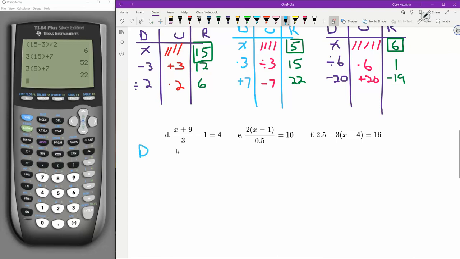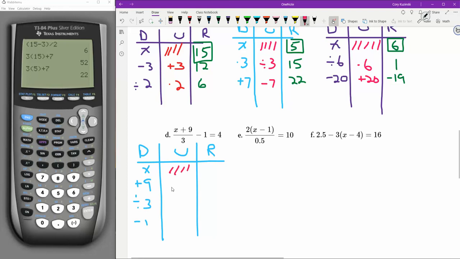This one's getting a little longer, isn't it? Description, undo, result. We're going to pick x, add 9 to it, divide by 3, and subtract 1. Undoing these things, subtract 9, multiply by 3, add 1. End result is 4. So we work up. 4 plus 1 is 5. 5 times 3 is 15. And 15 minus 9 is 6. 6 plus 9 all over 3 minus 1 should equal 4. Yay, it does.